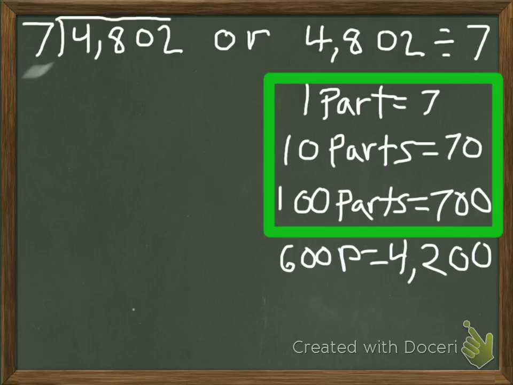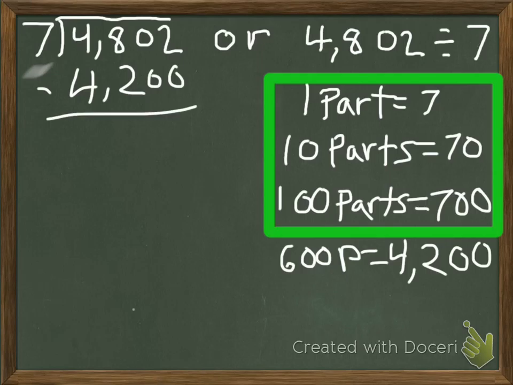Now, since I've created this 42,000 by basically taking 100 parts and adding it 6 times, or multiples of 100, which makes it multiples of 700, giving me 42,000. Now I just simply subtract that from 4,802. And so I'm just going to write this over here and subtract it. Now my answer is 602.